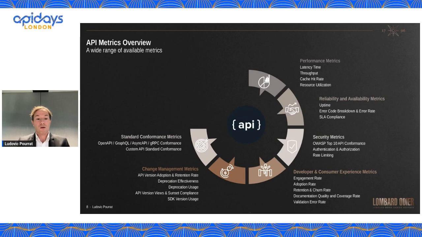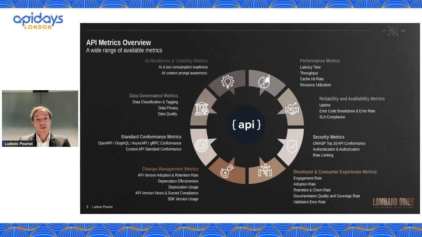Then on the standards and conformance metrics, the idea is to see how much your APIs conform to the standards, whether it is OpenAPI, GraphQL, AsyncAPI, or gRPC. But also, if you have written your own standard in your company, maybe you would like to see how much your rules are being followed in your APIs.